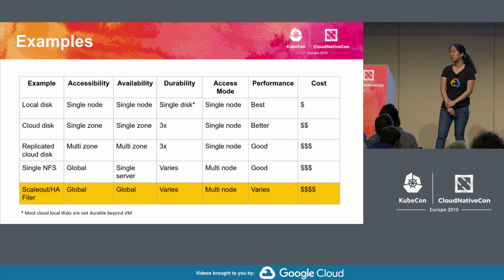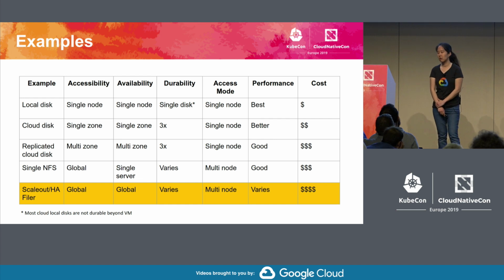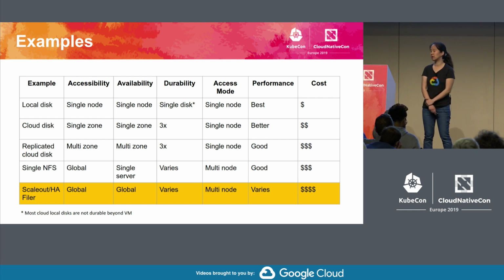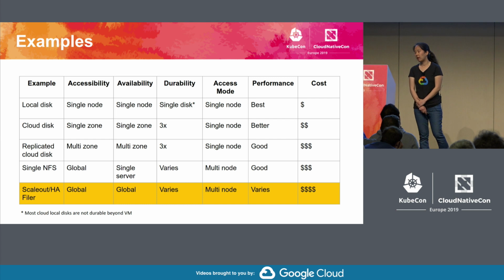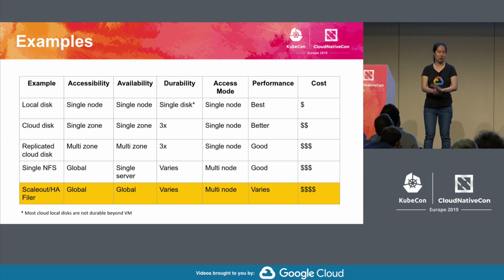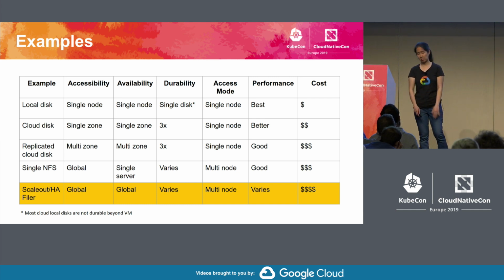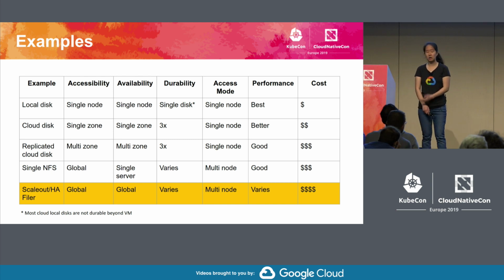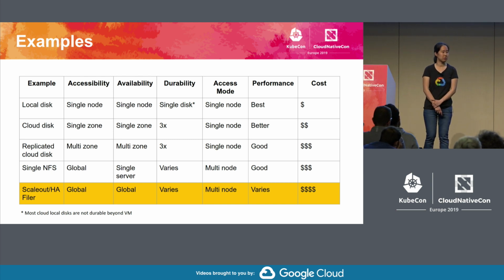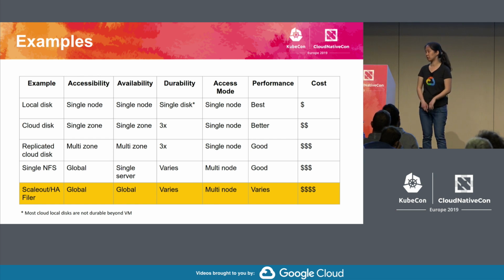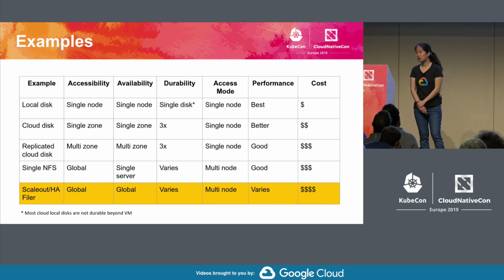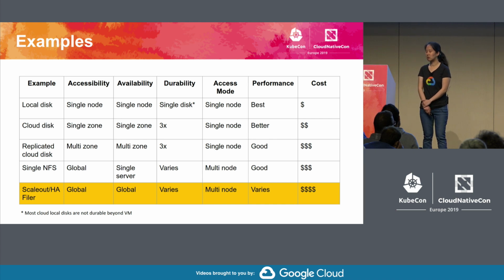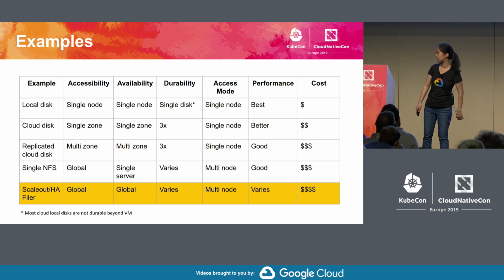Lastly, we have scale-out or HA filer systems. When you configure it as such, you can have global accessibility, global availability, and durability. The performance varies a lot depending on what the actual underlying system is, but there are a lot of options available in this space, both commercial options and open source options. But generally, the cost of these systems are the most expensive because they're generally the most complex software-wise.